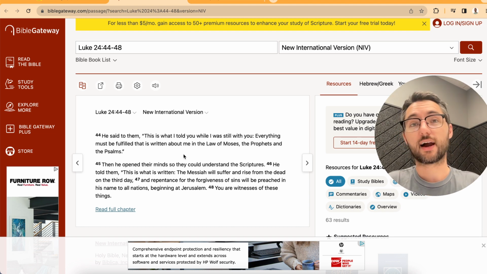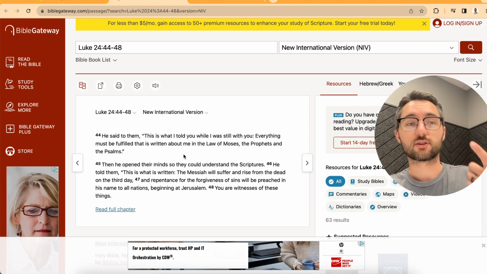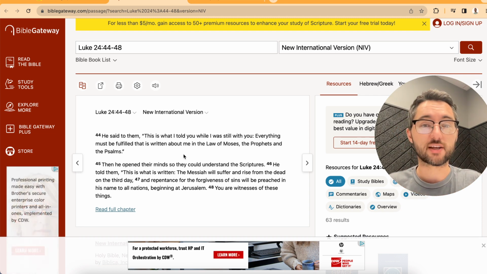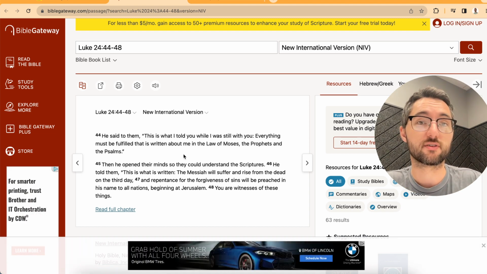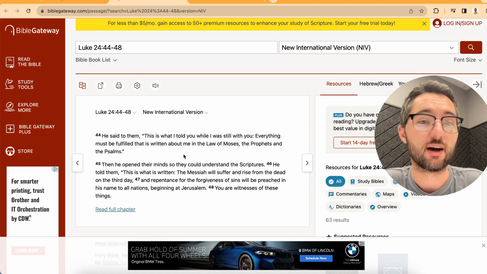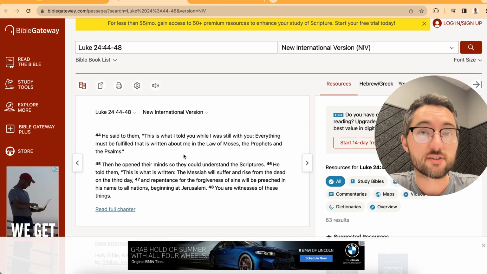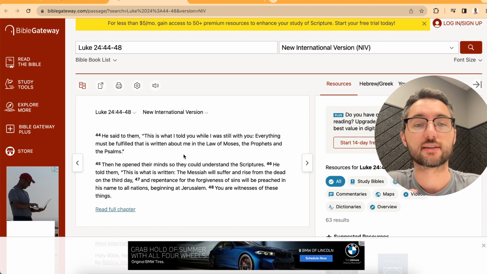So this is how Jesus conceives of the Bible. He sees the law of Moses, the prophets, and the Psalms, which is his way of saying the entire Old Testament. He says everything that must be fulfilled that is written about me. So he assumes that the Old Testament is actually about him. And then he goes on and talks about what that unified story is, that the Messiah will suffer and rise from the dead, etc.